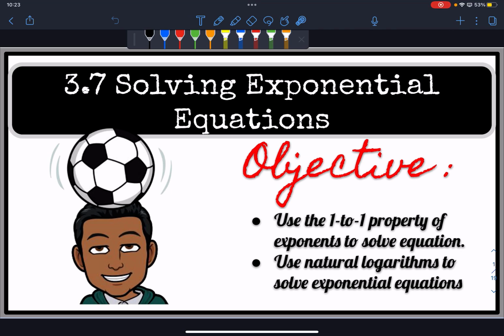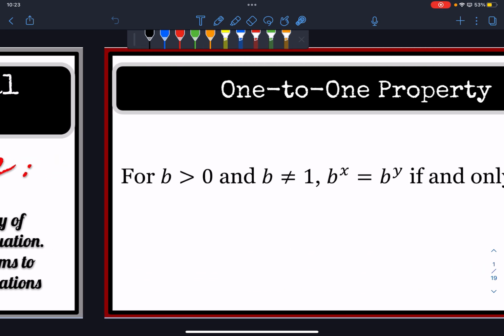Hello class. In lesson 3.7, solving exponential equations, you'll learn to solve exponential equations by using the one-to-one property, and you'll also learn to solve these equations by using natural logarithms, the inverse of exponential equations. So let's look at the one-to-one property.